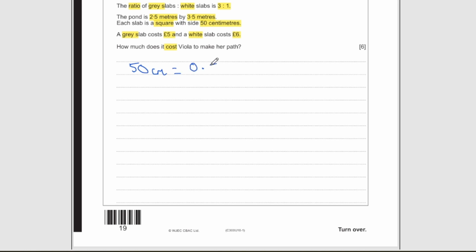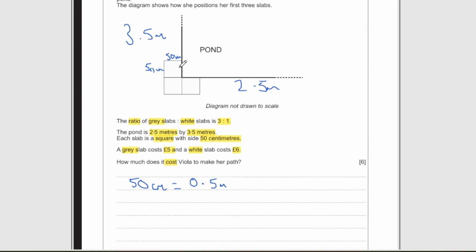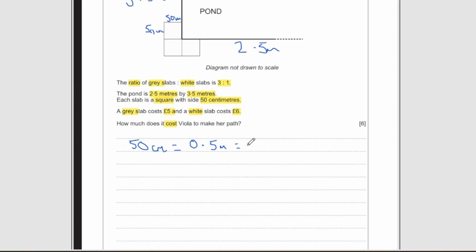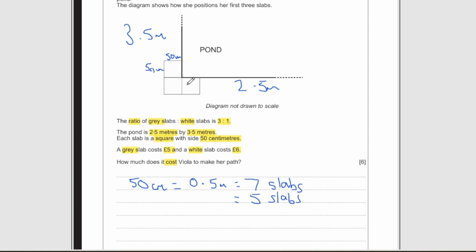is 0.5 metres. That means that the height, width of the pond, we're going to have 7 slabs. So 7 slabs. And the length is 2.5, which means we're going to have 5 slabs. A grey slab is £5 and a white slab costs £6. We'll come to that in a second actually, because we've got the whole of the pond to do yet.